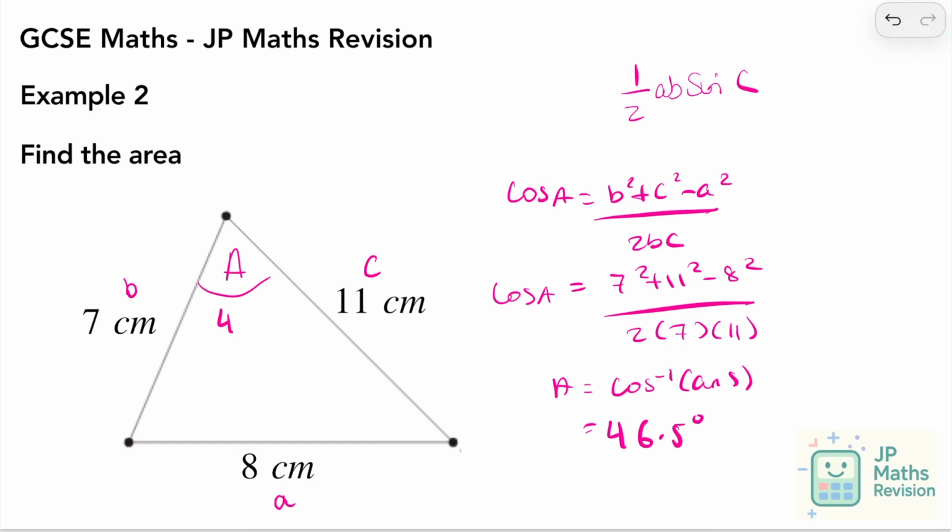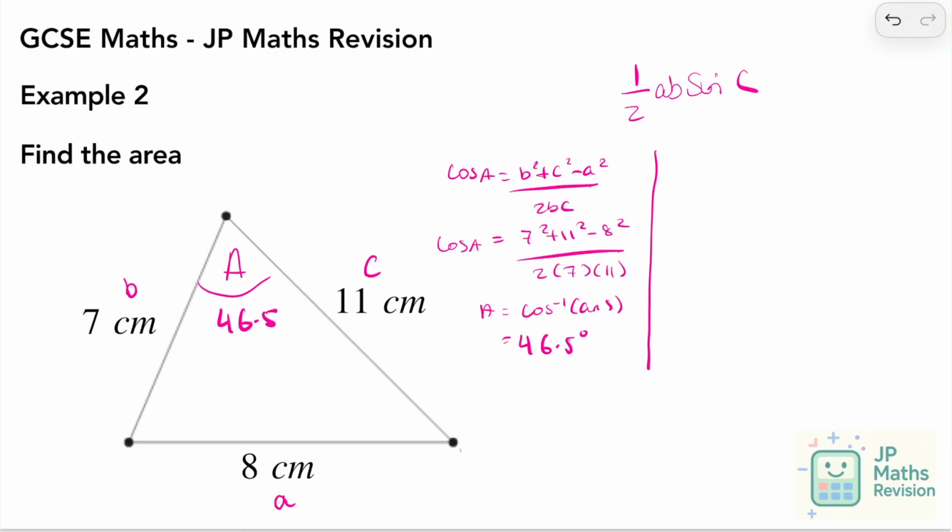So now I can use that to work out the area. The area of a triangle is half AB sine C. So I'm just going to rename the sides and the angles. I'm going to rename this C, so that's going to be capital C, and I'm going to rename this A and B. If I plug them into the formula, I end up with half times 7 times 11 times sine of 46.5. If I type those all into my calculator, I end up with 27.9. So the answer to this question is 27.9 squared centimetres.